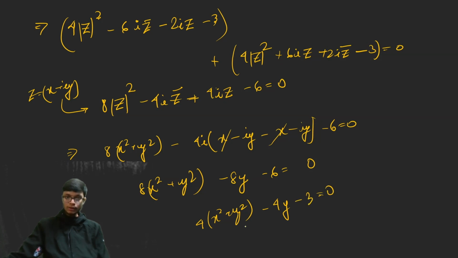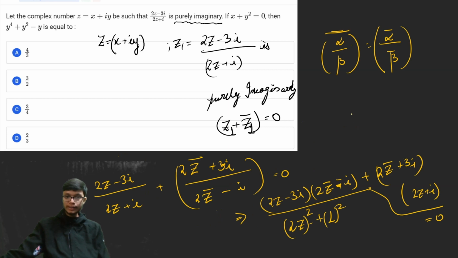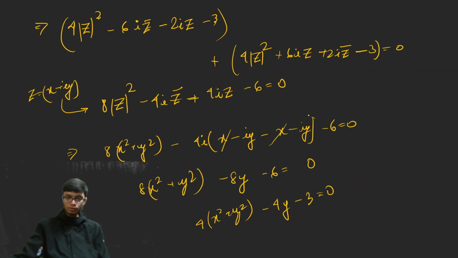And now it is said that in the problem it is given that x plus y square is equal to 0. So you have to look for x plus y square. In the problem it is given x plus y square is equal to 0. So from here x is equal to minus of y square.